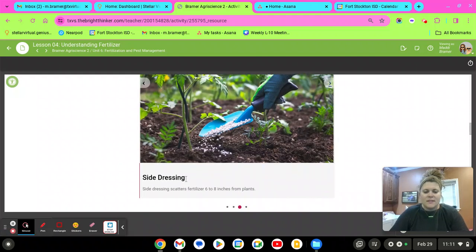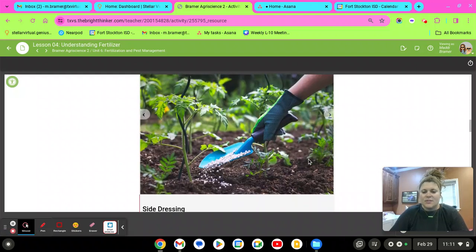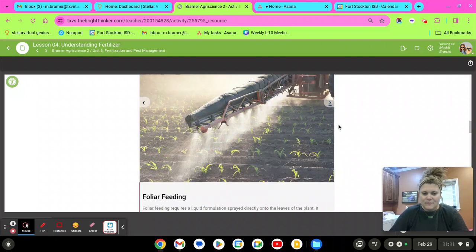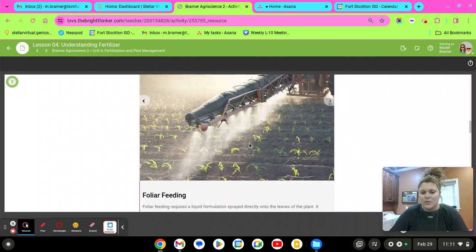Side dressing, so that's where you scatter fertilizer 6 to 8 inches from the plant. This is most effective in home gardens. So those are some tomato plants, and they're applying it because, again, if you had a field of 40,000 acres, this would not be efficient. This is more so what you would use.